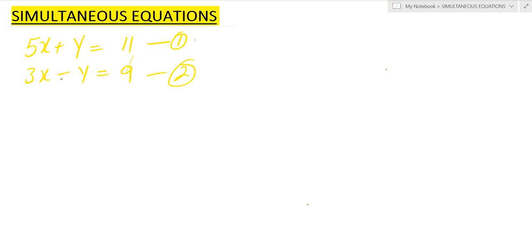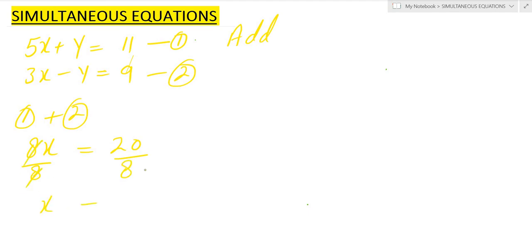So I told you if one is plus and one is minus, we need to add. So we need to add both equations. So what I'm going to do is 1 plus 2. So 5 plus 3 is going to be 8x, and plus 1y minus 1y is going to be 0. We don't need to write 0. It is equal to 11 plus 9, which is going to be 20. Now to find x, I'm going to divide by 8 here, so I'm going to divide by 8 here. So this is going to be cancelled out.